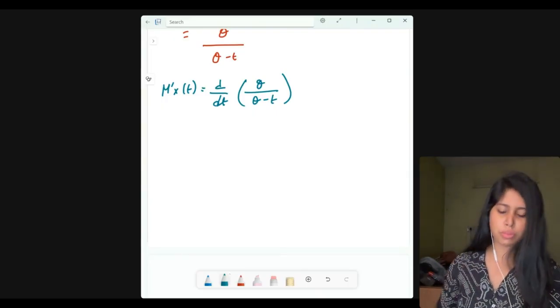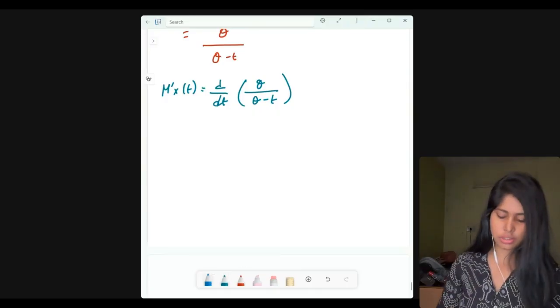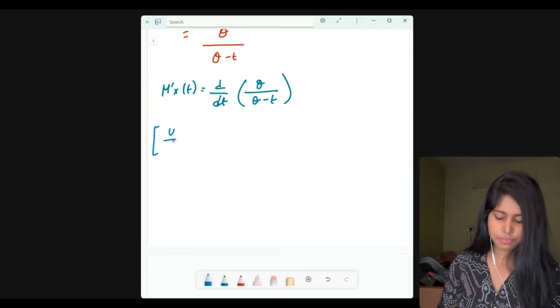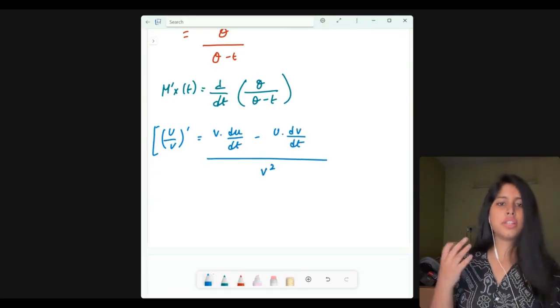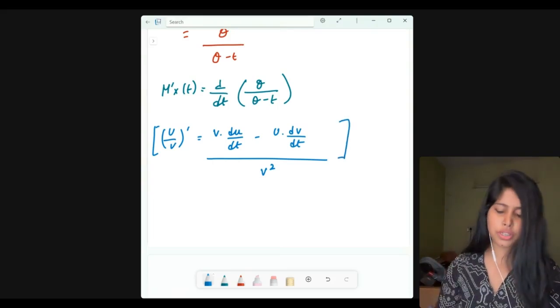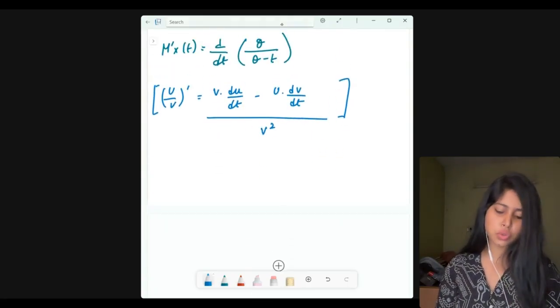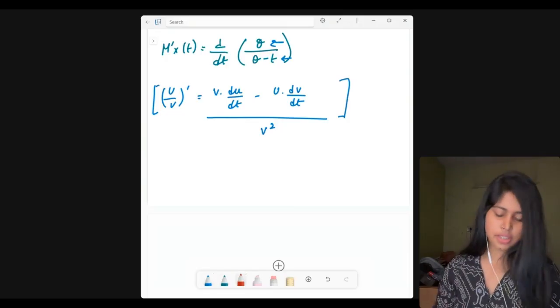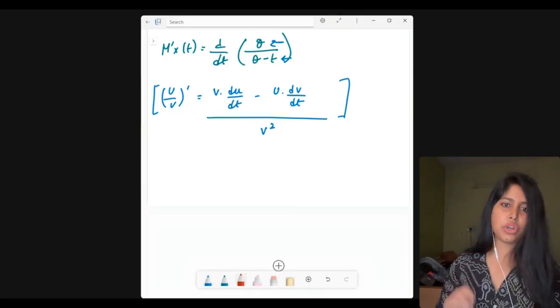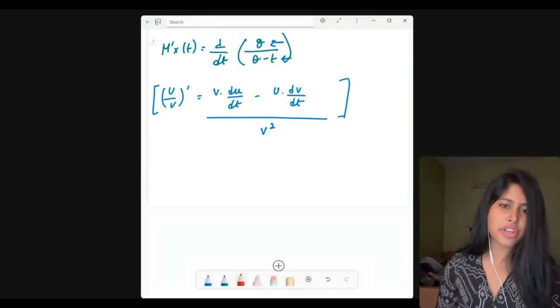So what is that formula? The formula is basically, I'm writing this in here, the derivative of u by v is v dot du by dt minus u dot dv by dt, by v square. So this is the formula which we are going to use to get the mean of it. Okay. So now here we can see that our u is theta, and our v is theta minus t, right? Let us take this red color only. Let us write it down, or else it will be very confusing for you.